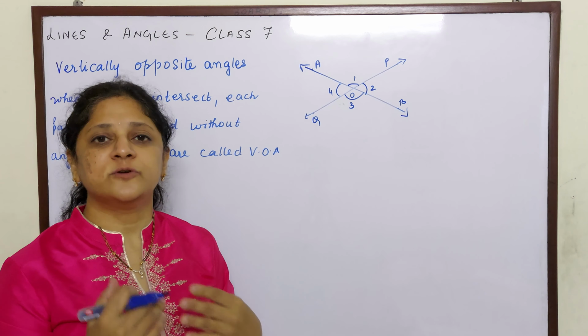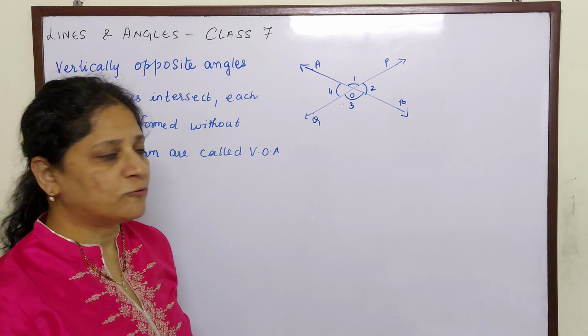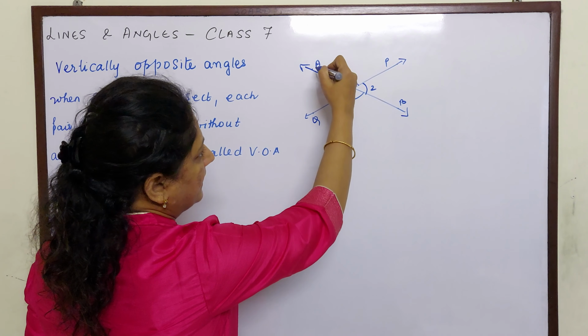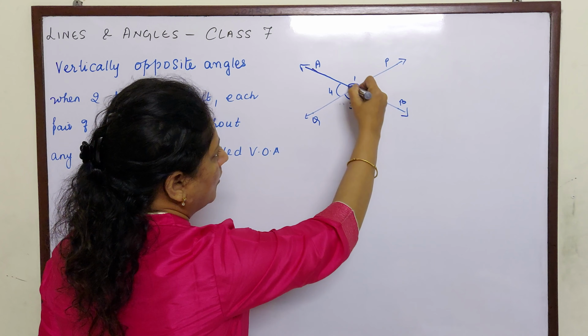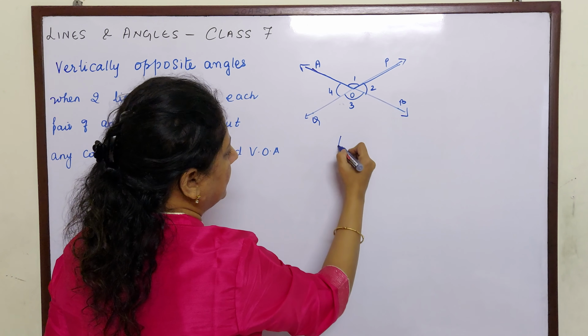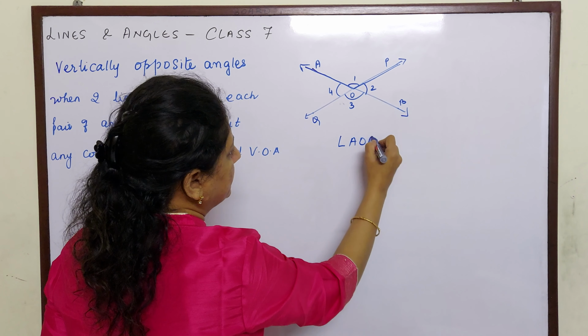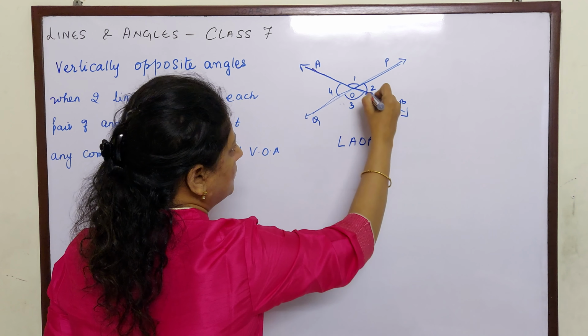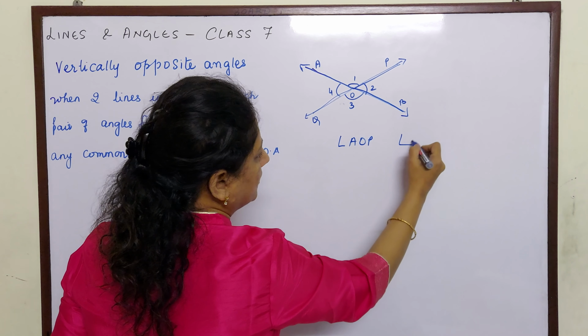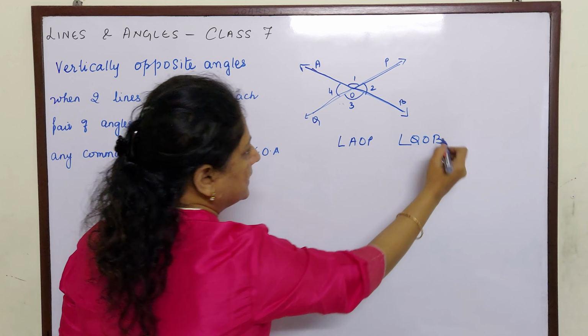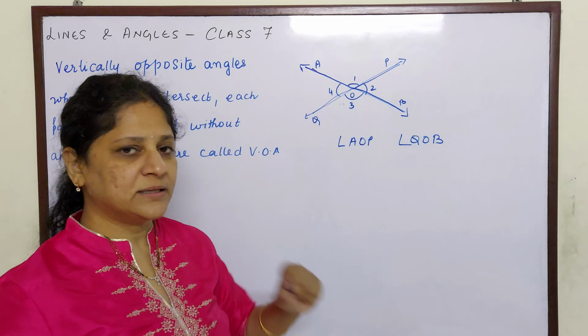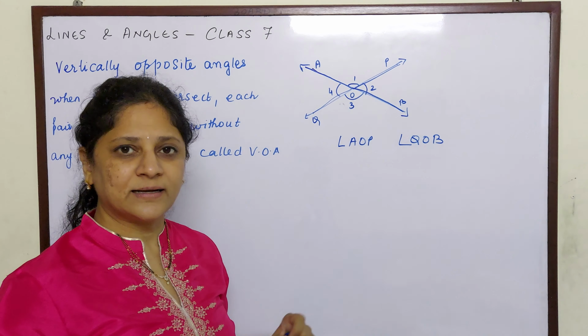That means if you see angles that do not share a common arm, they are vertically opposite angles. Now let us see what are those. Now if you see angle AOP, okay, angle AOP and QOB, QOB. Can you see any common arm in this? Only common vertex is seen, that is O.